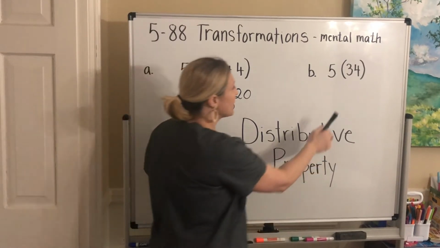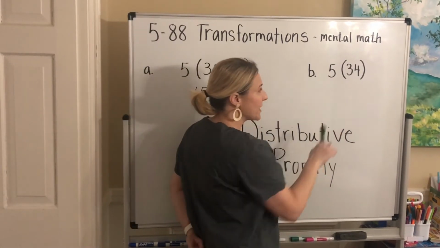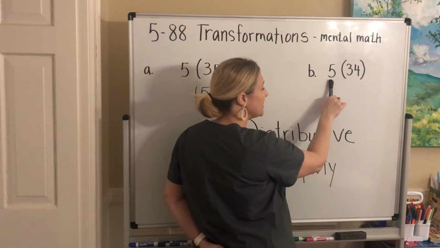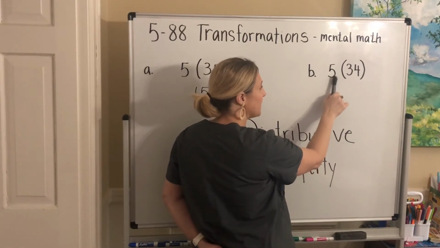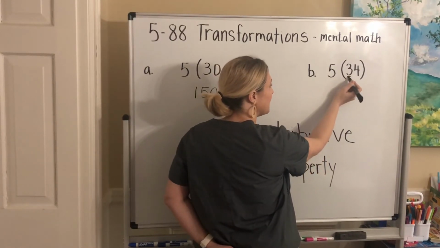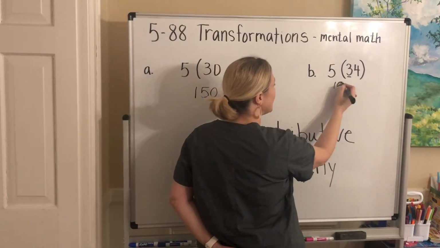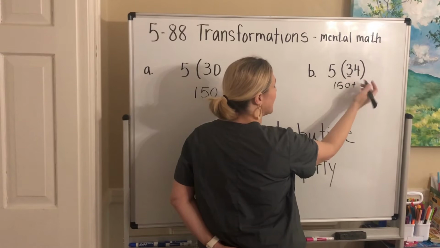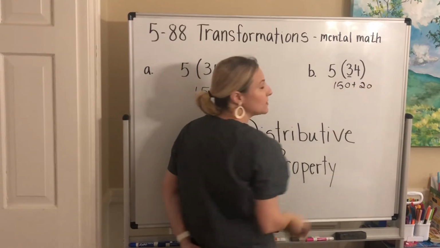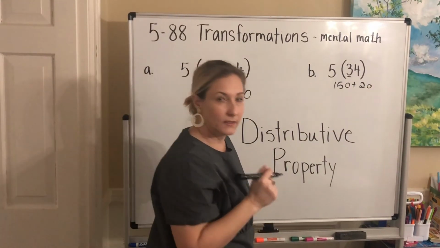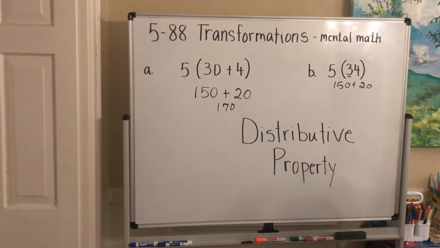So then when we come over here, when you get a regular problem, you would just do that in your head. You'll say 5 times 30, because that's what the 3 means when it's in the tens place. You'll say 5 times 30 is 150, plus 5 times 4 is 20, so I know that's 170. Okay?